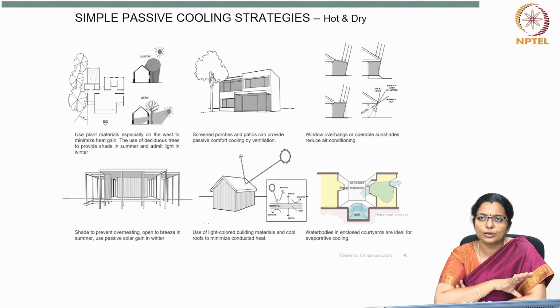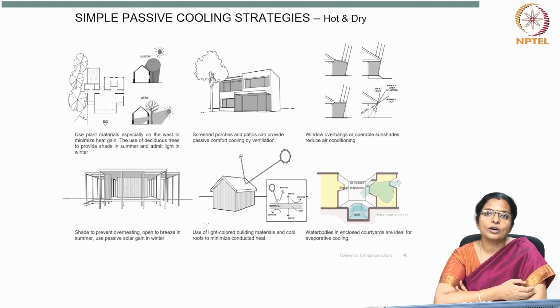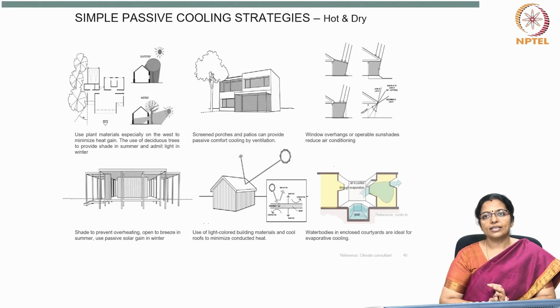Screened porches and patios can provide passive comfort cooling through ventilation. Window overhangs or operable sunshades, they reduce air conditioning. Shades can be used to prevent overheating, to open to breeze in summer, and to use passive solar gain in winter. Use of light colored building materials and cool roofs to minimize conducted heat. Water bodies can be in enclosed courtyards, and these are ideal for evaporative cooling.